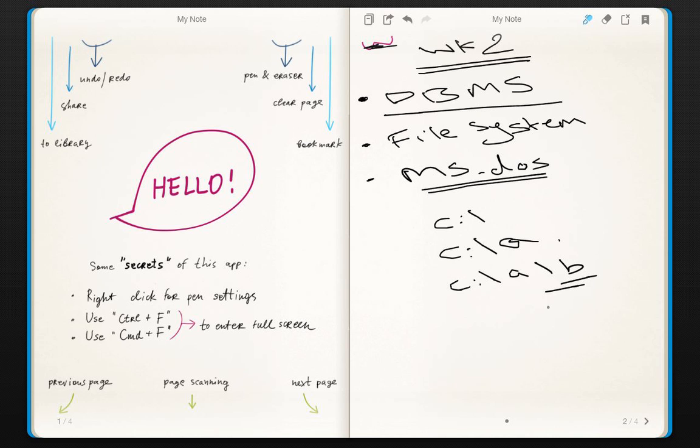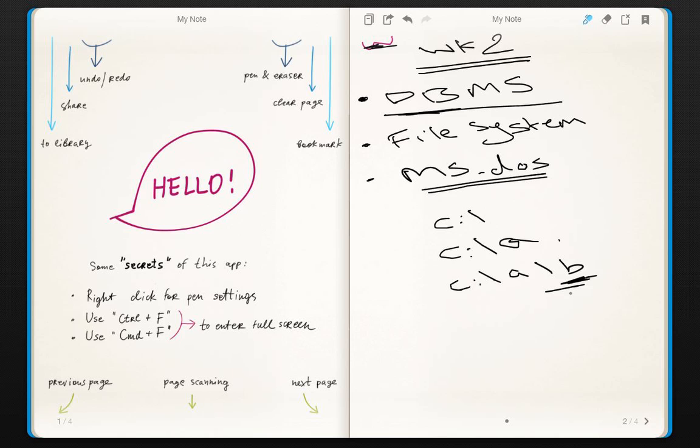Okay. So basically, the files exist in one location, unlike the database. The files here exist in one location, which is the directory itself.